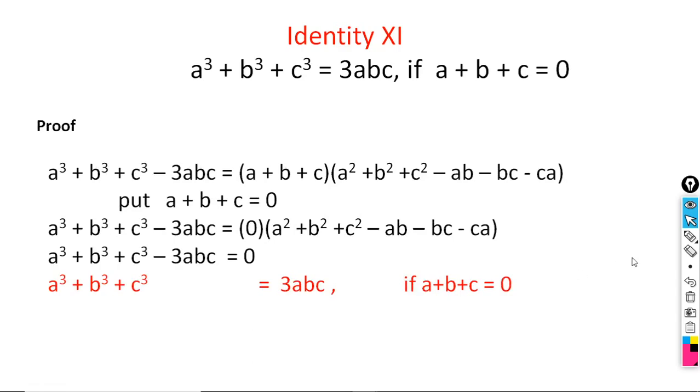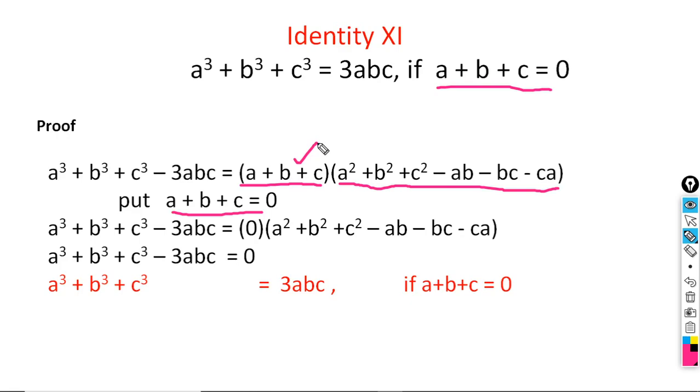For proving this identity, we will use the previous identity, the 10th identity, which is a cube plus b cube plus c cube minus 3abc. In this identity, the first factor was a plus b plus c. The other factor is a square plus b square plus c square minus ab minus bc minus ca. Now the condition given in the identity is a plus b plus c equals 0, so we will substitute 0 for a plus b plus c on the right hand side.